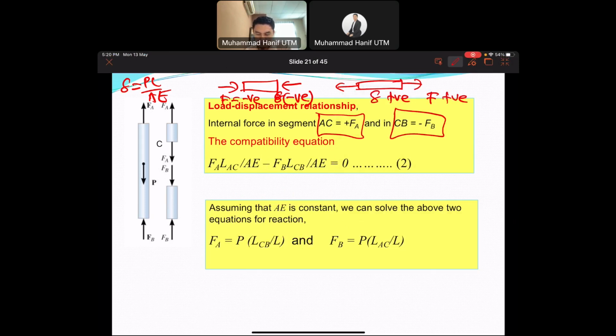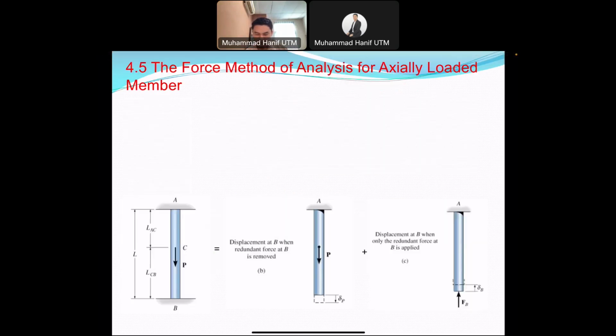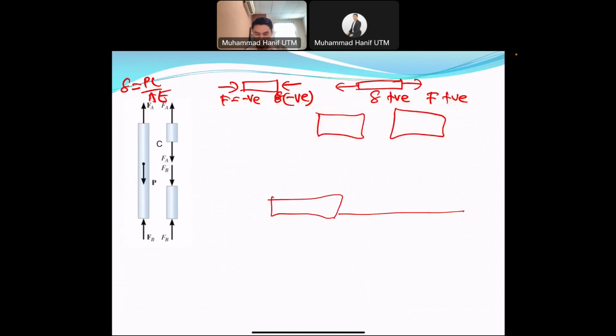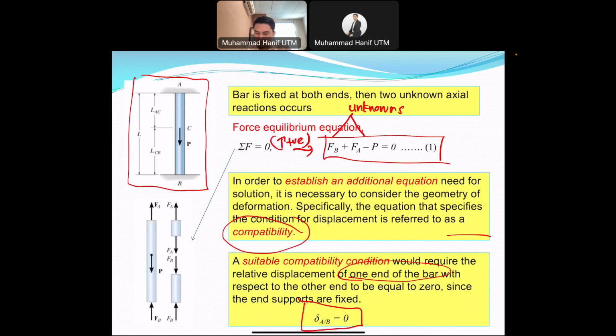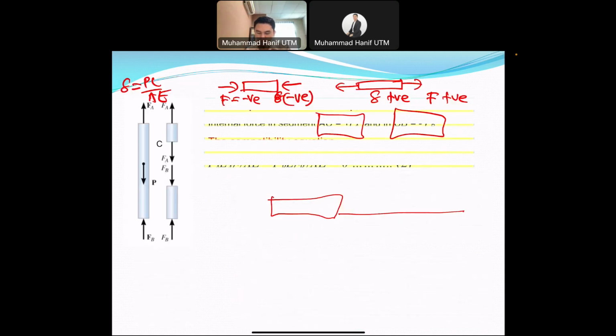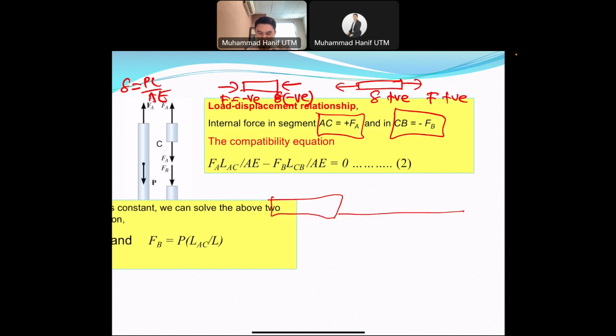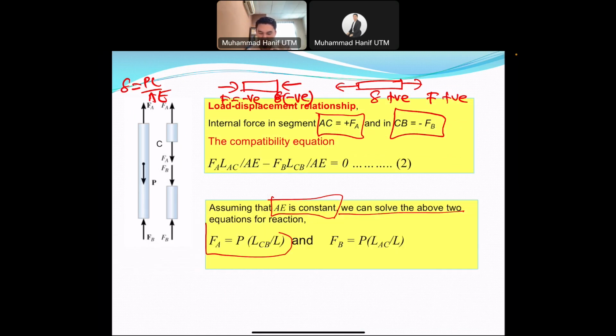Okay. Once you have this information where AE is constant, we can solve both equations for the reaction this way. Back to the first equation, you just substitute equation 1 into 2. When you substitute equation number 1 into 2, you will get this formula.